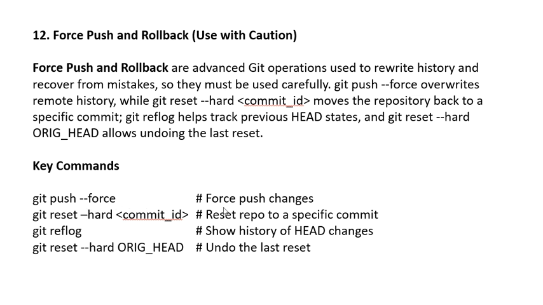The key commands are: git push --force, which forces the push changes; git reset --hard commit_id, which resets the repository to the specific commit; git reflog, which shows the history of HEAD changes; and git reset --hard ORIG_HEAD, in capital letters, which undoes the last reset.